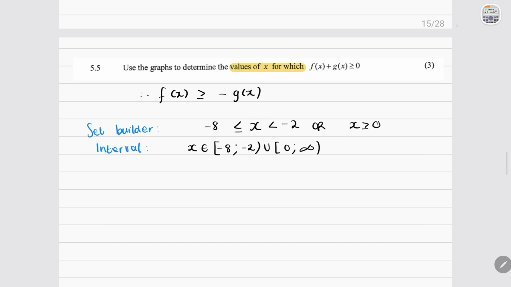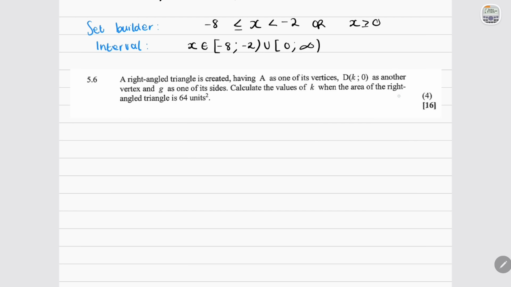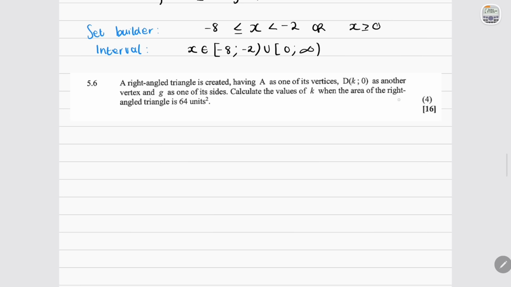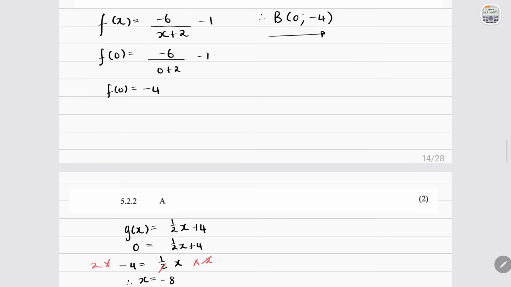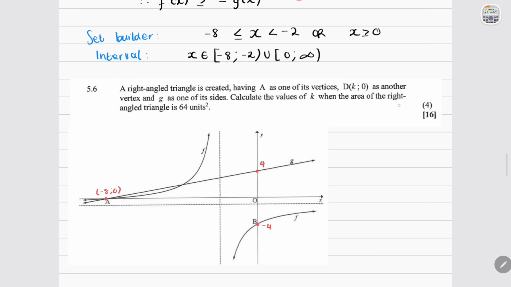Moving on to the next question. The next question says 5.6, the last question for functions. It says a right angle triangle is created having A as one of its vertices. Let me just get that diagram first and then we can work on this. So they tell us that a right angle triangle is created having A as one of its vertices. And then we have D, which is (K, 0), as another vertex, and G as one of its sides.